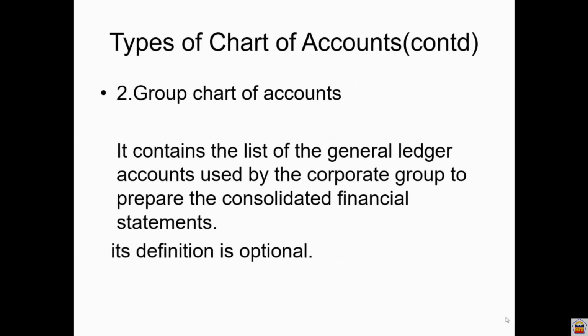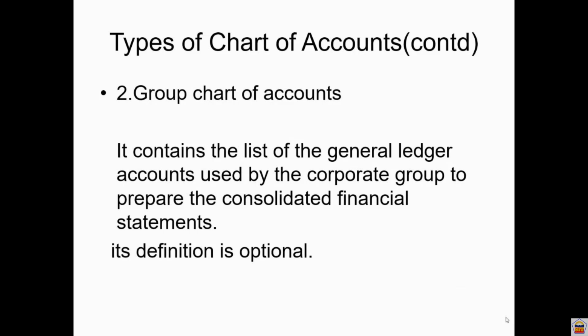The second type of chart of account we use for the consolidation of data. If you have financial data and you want to consolidate it, then for that we use this group chart of account. But this group chart of account is not mandatory, unlike your first one, that is the operating chart of account. Why?